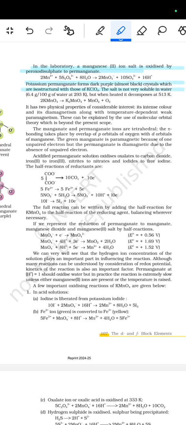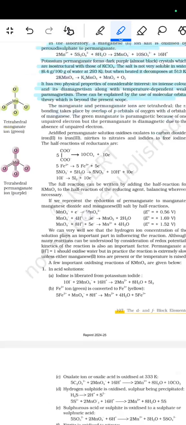The salt is not very soluble in water, 6.4 gram per 100 gram water at 293 Kelvin, but when heated it decomposes at 513 Kelvin. KMnO4 plus heat देगा K2MnO4 plus MnO2 plus O2. It has two physical properties of considerable interest: its intense color, and its diamagnetism along with temperature dependent weak paramagnetism. This can be explained by the use of molecular orbital theory, which is beyond the present scope.